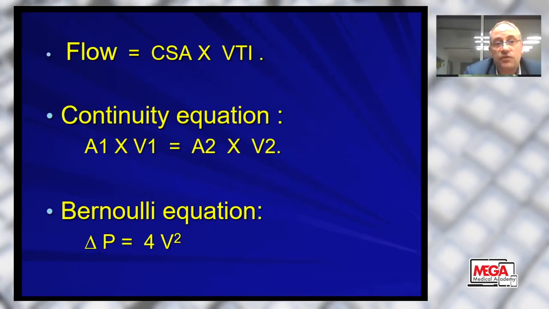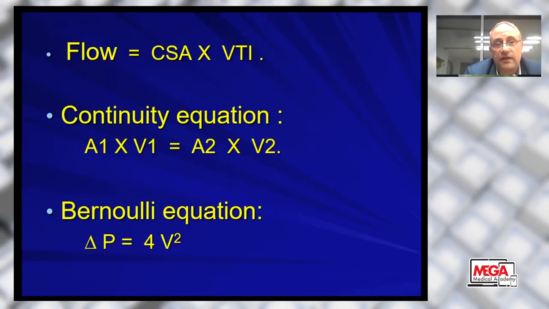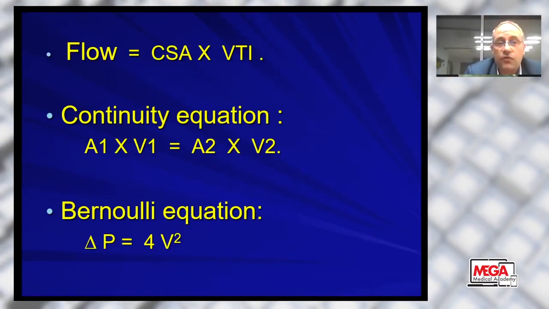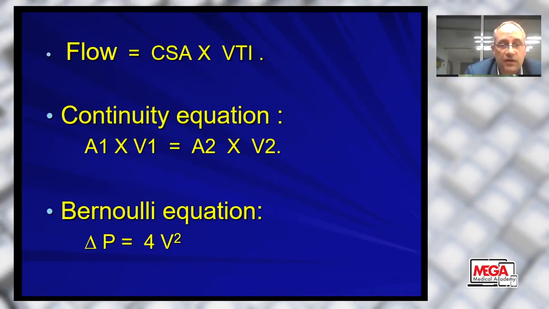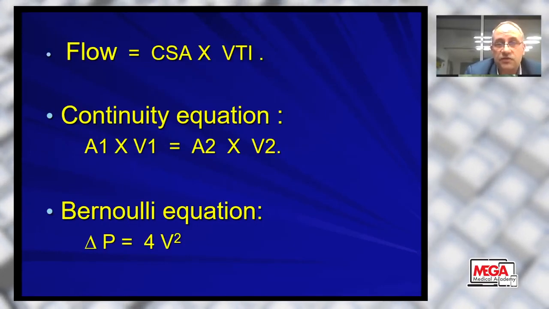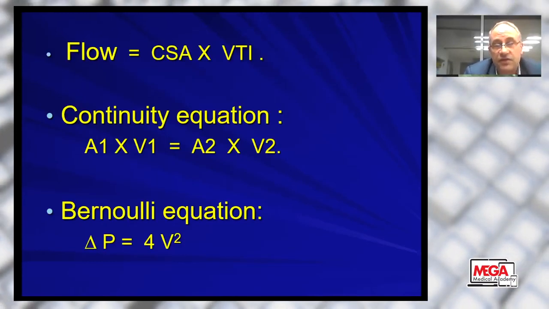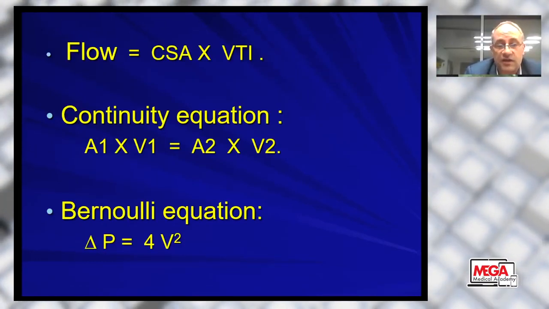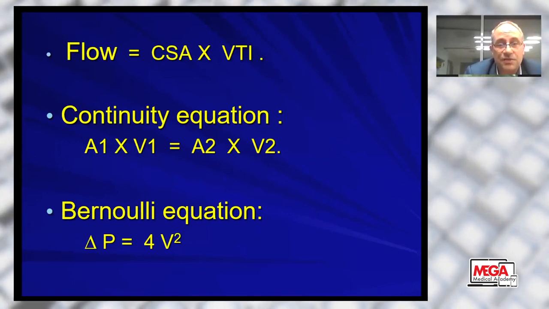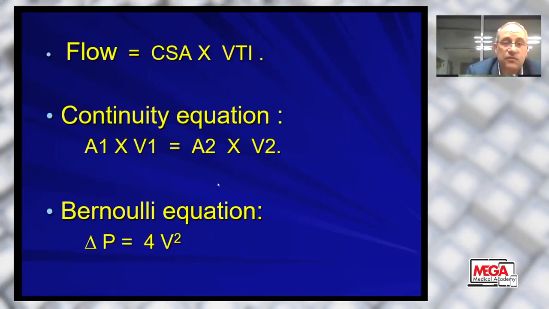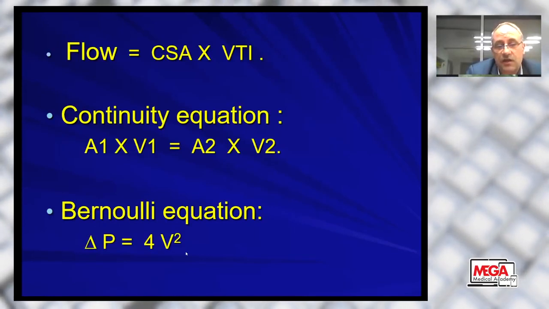Finally, I want to remind you of the three major laws or equations we use for any hemodynamic calculations with echo. Flow equals cross-sectional area times VTI. The continuity equation, A1 V1 equals A2 V2. And remember, the velocity in the heart is VTI, not regular velocity. The VTI is the average distance a blood cell is ejected during one cardiac cycle. It is the velocity time integral, but it is measured in centimeters. The third equation is the Bernoulli equation, delta pressure equals 4 velocity to the power of 2.